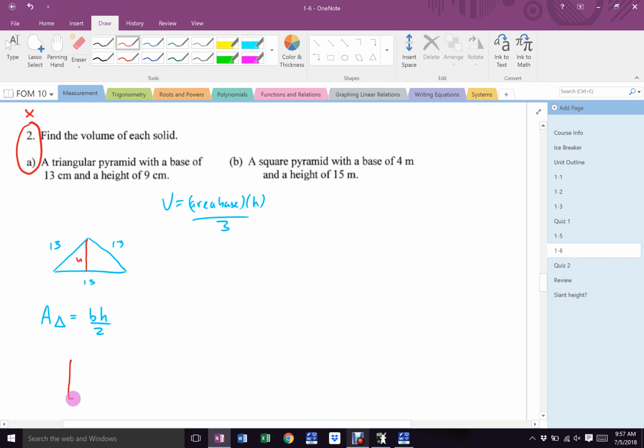But 13, 6.5, and h, you can figure out h, can't you? Using Pythagoras. h equals the square root of 13 squared minus 6.5 squared.